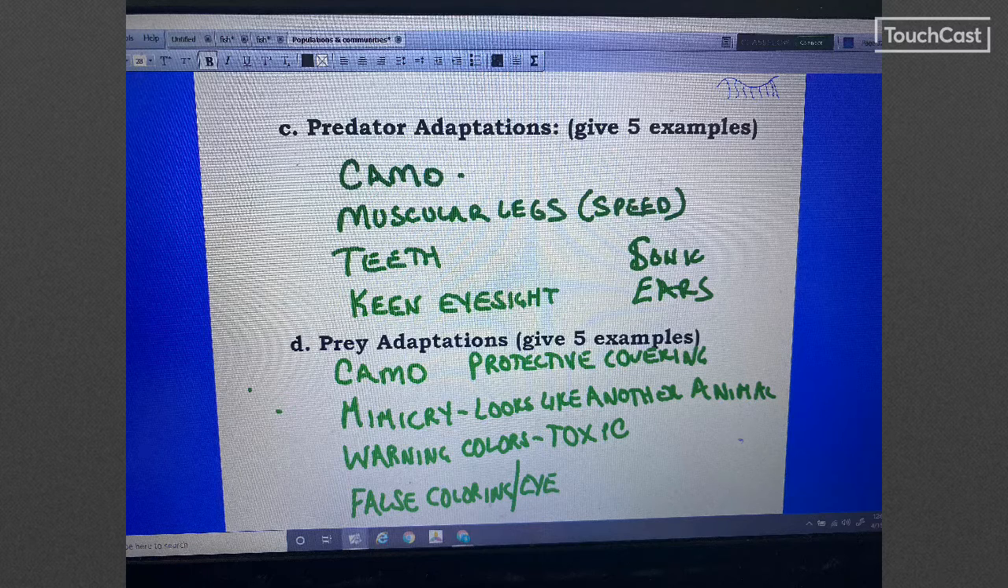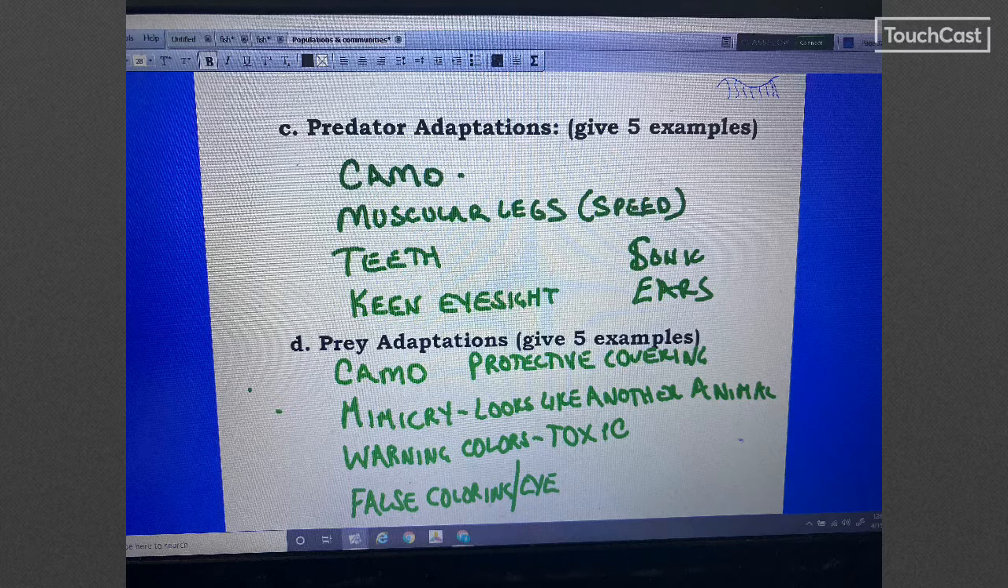There's warning colors to say that, hey, I'm toxic. So it's the opposite of camo. Instead of standing or hiding, they stand out and they're warning people. Like your poison dart frogs are very bright in color, and people know or predators know to leave them alone, because if you eat me, you're gonna die.